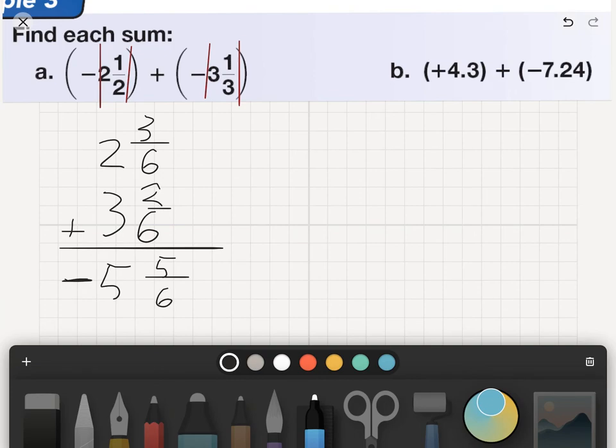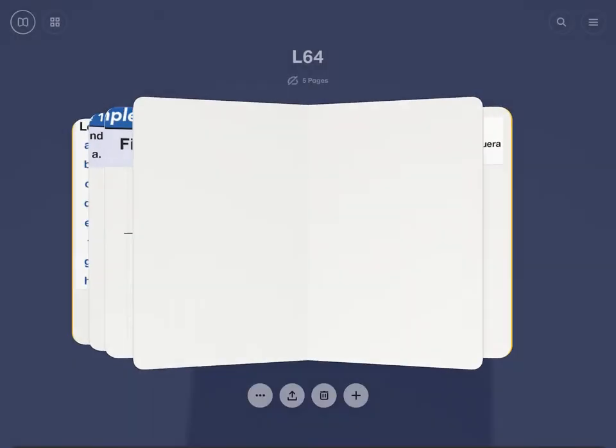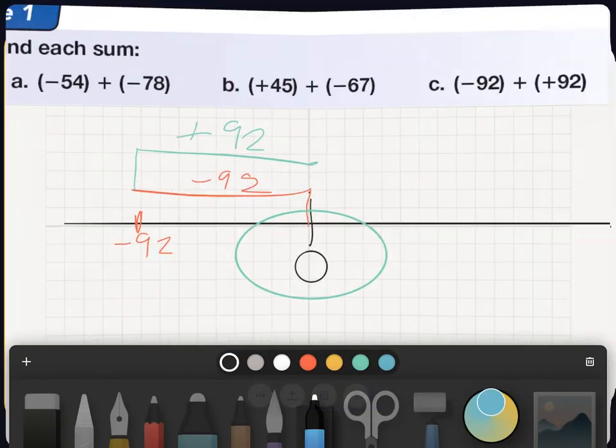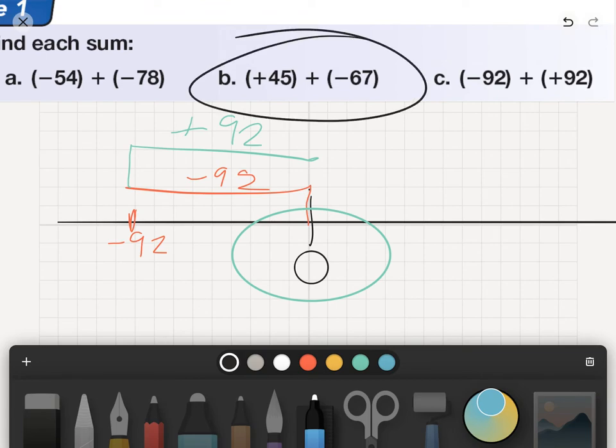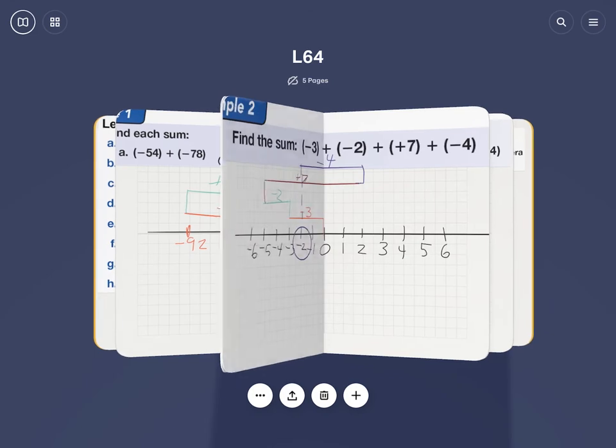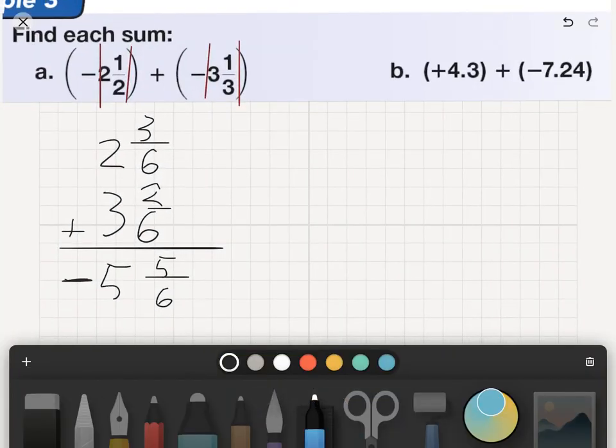Now with B, you might want to remember what happened last time, or back here with example B. We needed to find out what the difference between the values was so that we could figure out where in the negative zone we were. It's the same sort of thing. We can see that the value of the negative number is higher than the positive number. So we know we're going to end up with a negative number, but now we just need to know what the difference is. So we once again combine the absolute value of each one.